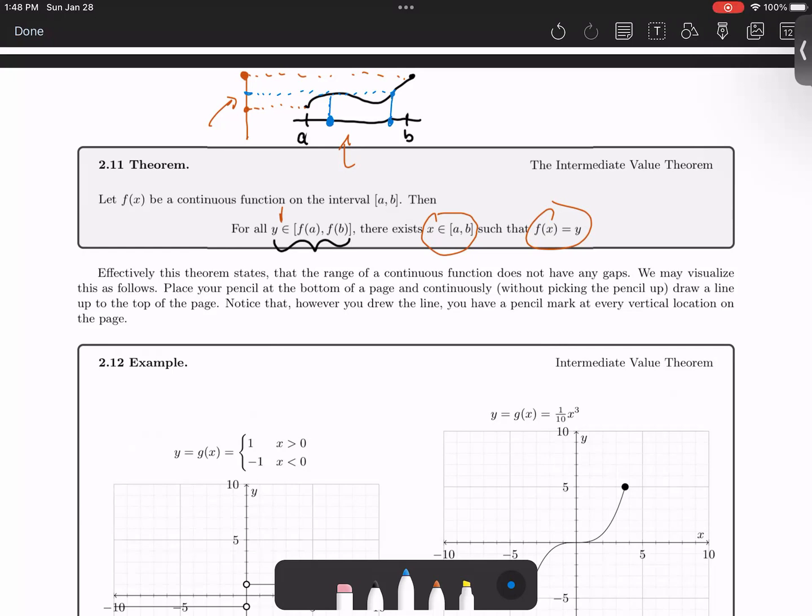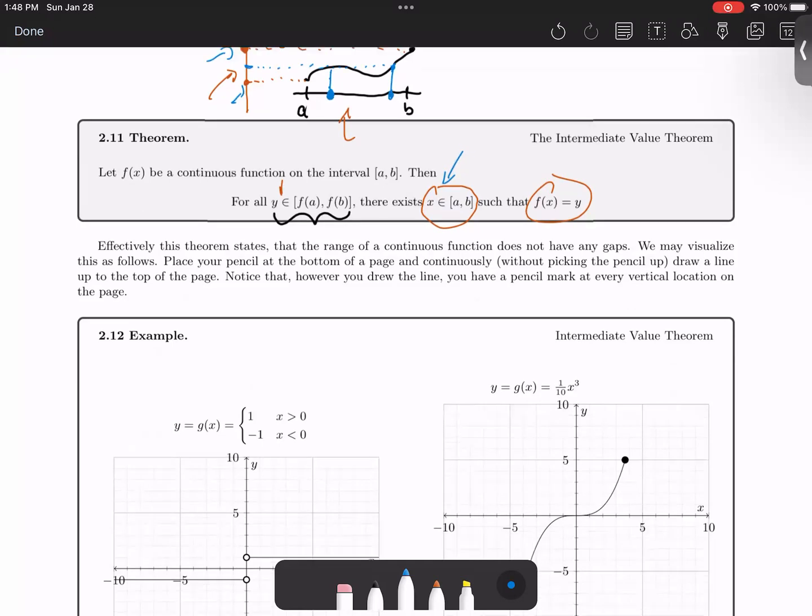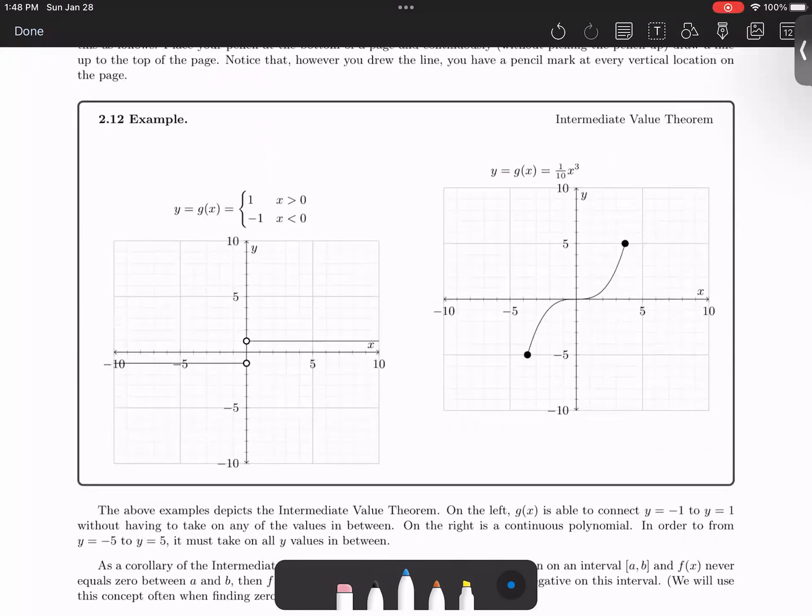Right? It doesn't say that there exists only one. It just says that there exists at least one. There's some x value inside the interval a to b that maps you to every single y value in between f of a and f of b. So this is a really important theorem. It's used a lot, and one of its heaviest uses, one of its most useful uses, is showing zeros for functions. So let's think about this example here.